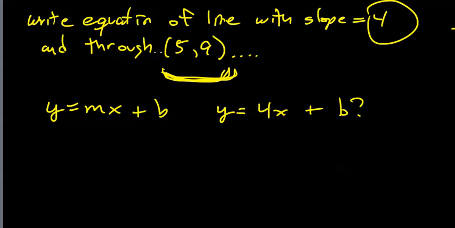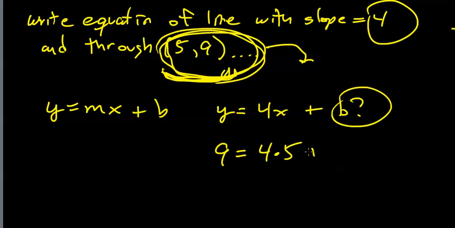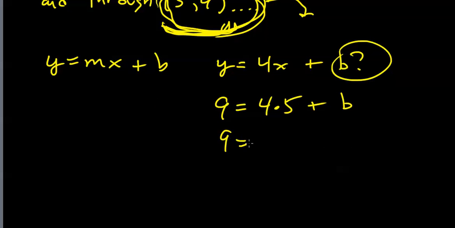Well, I can use the fact that the point (5, 9) is on this line. All points on the line must solve the equation that generates it. So what I can do is take these coordinates, plug them in for x and y respectively, and solve for the unknown b value. When y is 9 on this line, x must be 5, and I can easily solve for b here. 9 equals 5 times 4, which is 20, plus b, so b is going to be -11. My y-intercept is -11.